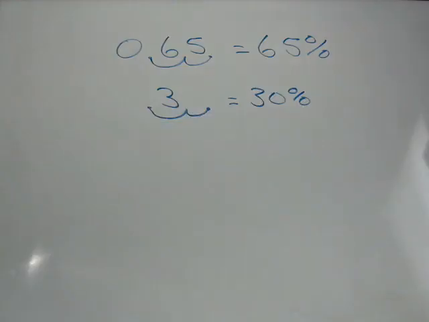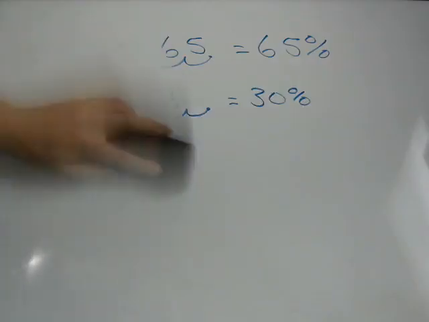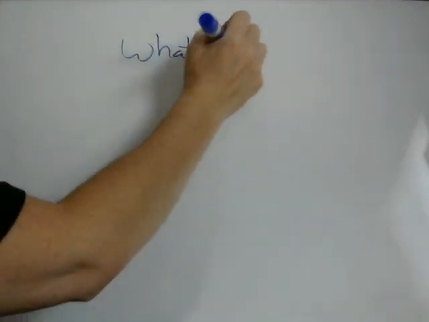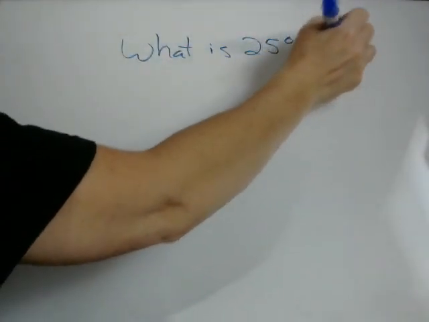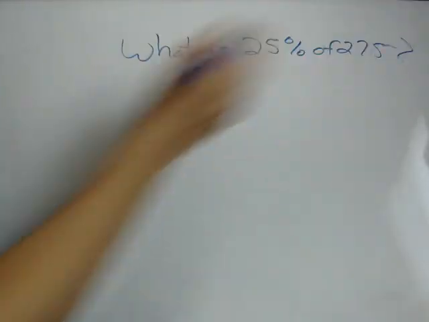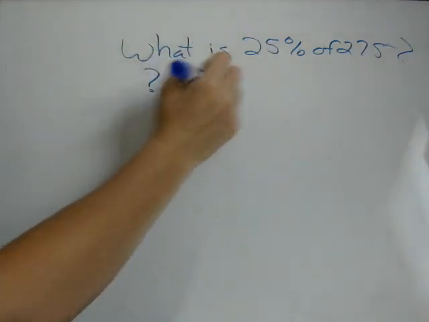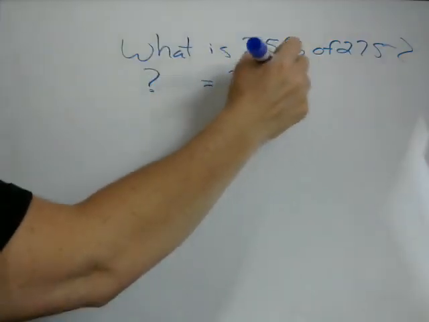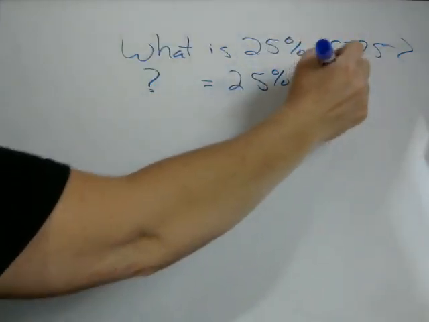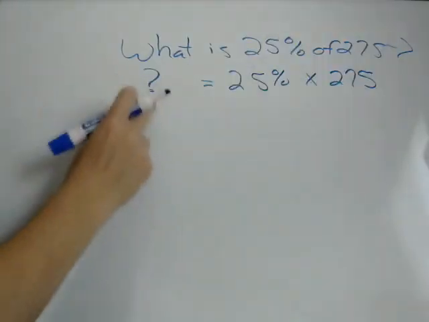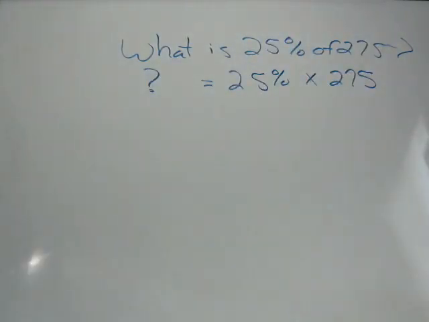So this is going to come up often in various types of questions where you're going to be given maybe a percentage and you're going to have to change it into a decimal, and maybe vice versa. For example, if we say, what is 25% of 275? So here, just as kind of a side note, what, so we're trying to figure out what, that's a question mark, always means equal, 25% of always means times, 275. So what equals 25% times 275?